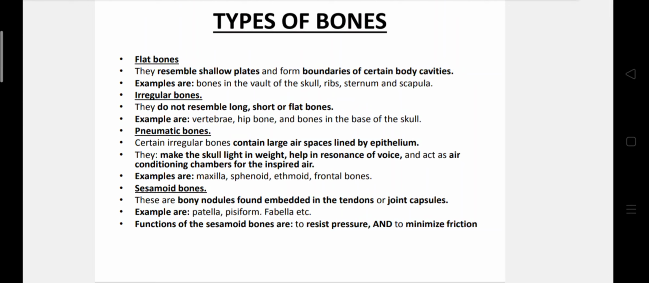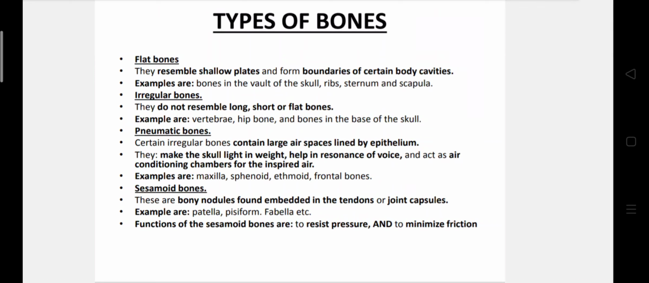Number 3, pneumatic bones. Certain irregular bones contain large air spaces lined by epithelium. They make the skull light in weight, help in resonance of voice, and act as air conditioning chambers for the inspired air. Examples are maxilla, sphenoid, ethmoid, and frontal bones.